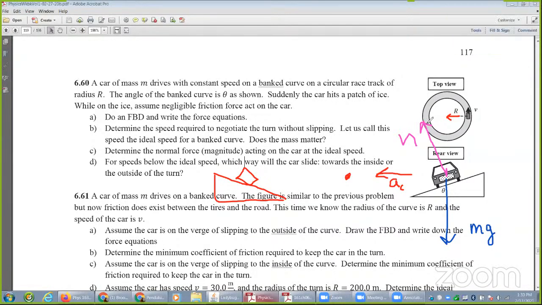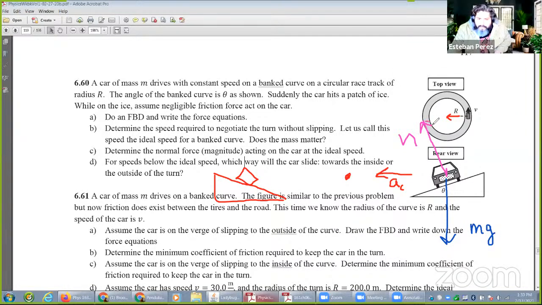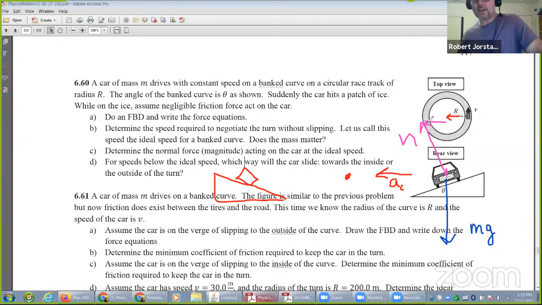The centripetal force? What is this? The normal force. The normal force is the force. So this is the thing. People get used to saying the centripetal force. What is the centripetal force? Centripetal is a word that means center pointing.